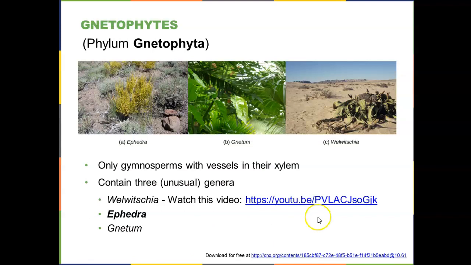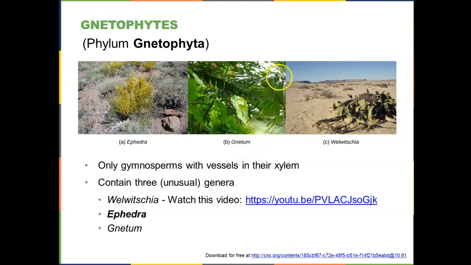Here's the gnetophytes right here. This is ephedra, which grows on our continent, oftentimes called Mormon tea. This is the source of the stimulant ephedrine, which is used in certain types of antihistamines. So this grows in the desert southwest of the U.S. You can find it in Utah, particularly abundantly, northern New Mexico, Arizona, places like that.